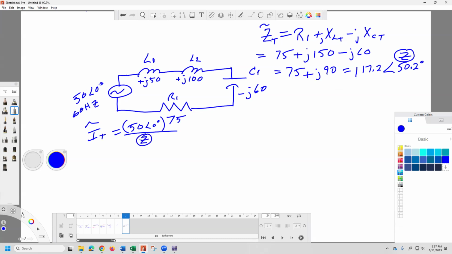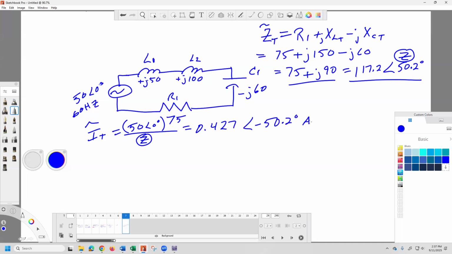Again, on a test, you can do what I'm doing right here. You punch this in your calculator and it shows you that. Store Z, enter. Then in the next step, just write Z with a circle around it. You don't have to write it out again, because you won't have time for that on a test. So we're going to say 50 angle 0 divided by Z, enter. I got 0.427 angle minus 50.2 degrees amps.